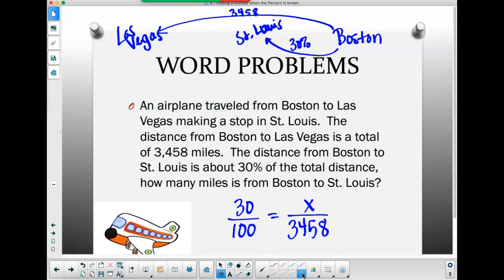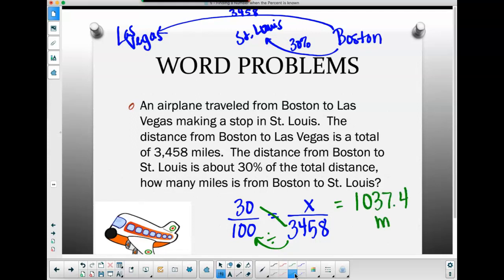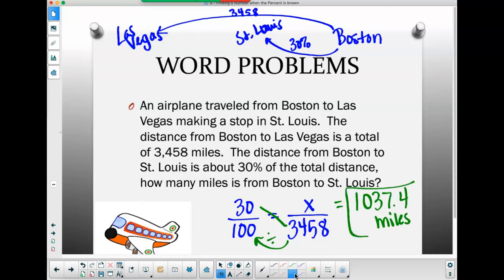We want to find the top number. So we multiply 30 times 3,458 and then divide by 100. Can we have a decimal this time? Sure. Can you travel a partial mile? Absolutely, that makes sense. So 1,037.4 miles is the distance from Boston to St. Louis.